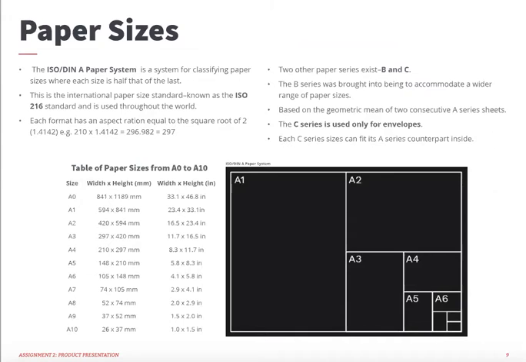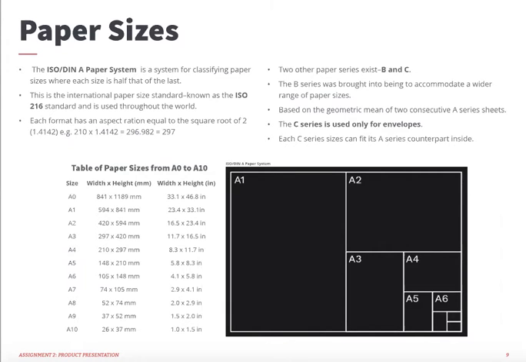The most distinguishing characteristic of the ISO paper is that each format has an aspect ratio equal to the square root of 2, or 1.4142, which makes it simple to enlarge or reduce the document for printing on another ISO paper format. As an example, if we multiply the shorter side of an A4 sheet, 210 millimeters, by the square root of 2, we get the length of an A4 sheet, which is 297 rounded off.